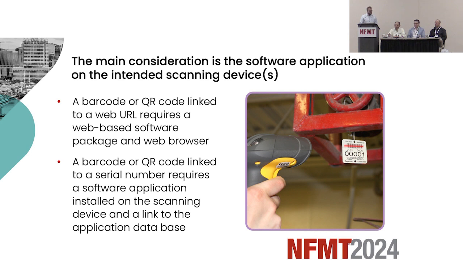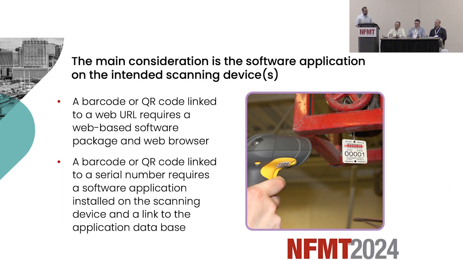Number 1, if you're using URLs, it kind of locks you into the software, because once it's encoded in the QR code, you can't change it. Whereas if you just have serial numbers, if you decide to move to another software vendor, it works the same way. So you can actually change vendors that way if you really needed to. That's really the big difference.